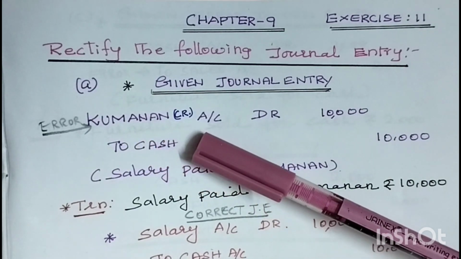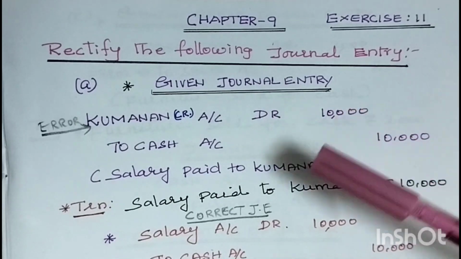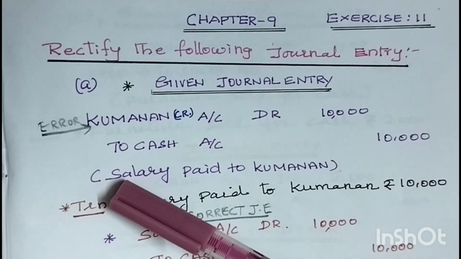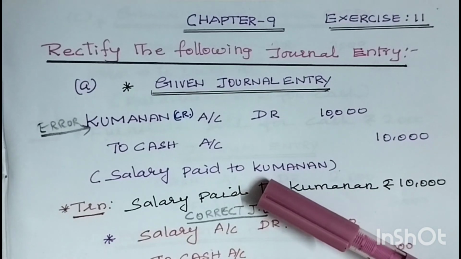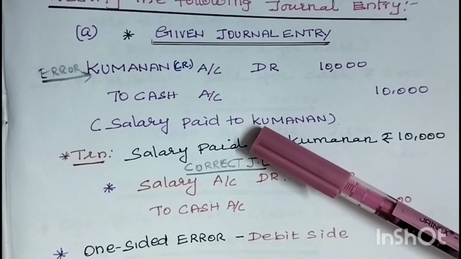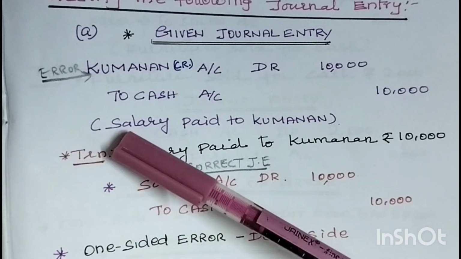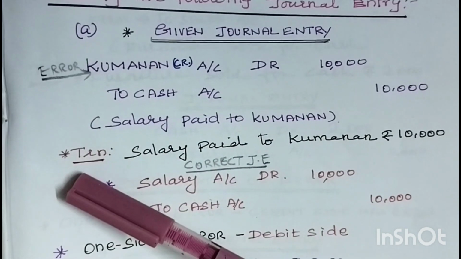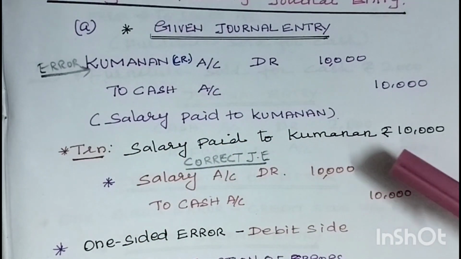Okay, let's see the given journal entry. Kumaran account debtor 10,000 rupees to cash account 10,000. The narration also given here, salary paid to Kumaran. Where is the error? Listen here. Let's take the narration as the transaction. What is the narration? Salary paid to Kumaran 10,000 rupees.